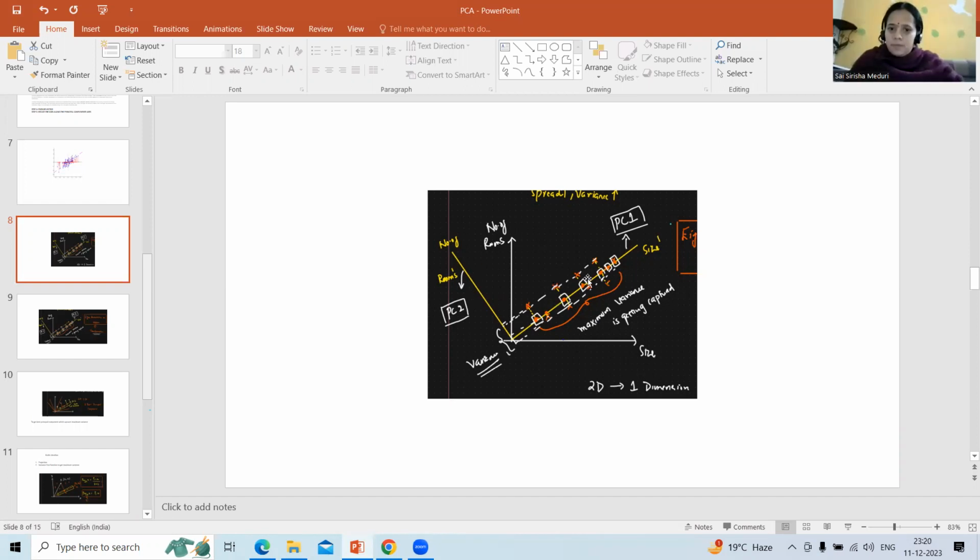Our objective is we want to reduce two dimensions to one dimension, correct? Correct. So there's no question of this dimension coming into the picture. So let's forget that perpendicular line. Let's just focus on this line, what you call a size hat or size dash or whatever. So what does that represent now? This is our principal component. Why is this a principal component?